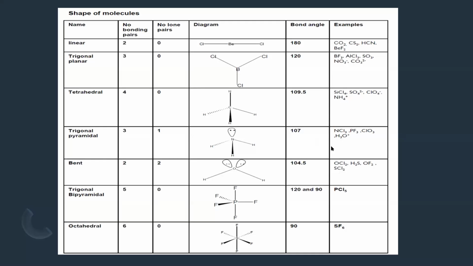So predicting the geometry, what will be the geometry if there are 3 bond pairs and 1 lone pair? Then we call that trigonal pyramidal with a bond angle of 107. Examples like NCl3, PF3, ClO3-, H3O+, they all have a trigonal pyramidal structure.